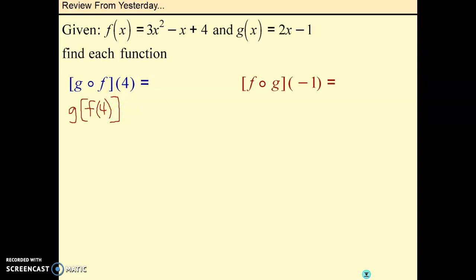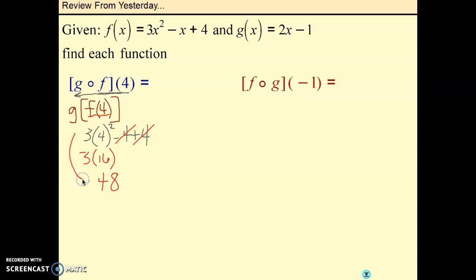Remember, we established that composition of functions, as indicated by this open circle, is not a multiplication dot, but it's telling me to plug 4 into f, and then that answer gets plugged into the g function for our final output. So if I plug 4 into the f function, and I'm very careful with my order of operations, I see I'm going to be taking 3 times 4 squared, so 3 times 16. That minus 4 plus 4 is just going to cancel, so 3 times 16 should have given us 48. That was by doing f of 4.